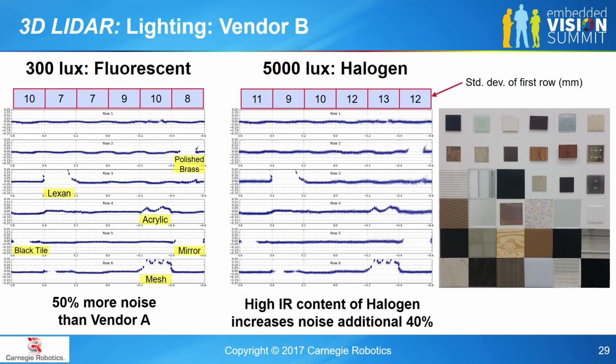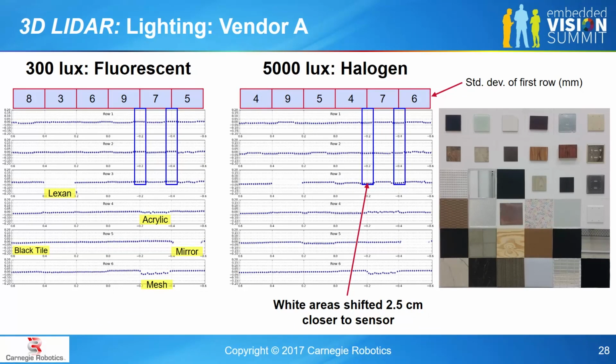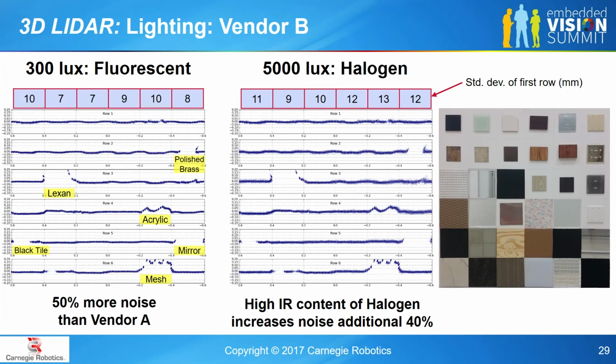You also see that the objects that these two different systems see change. So vendor A, on the second row on the right-hand side, there's a brass wall plate, like a light switch panel. It sees it just fine. Vendor B's laser totally fails, can't see that brass plate. It's defective.